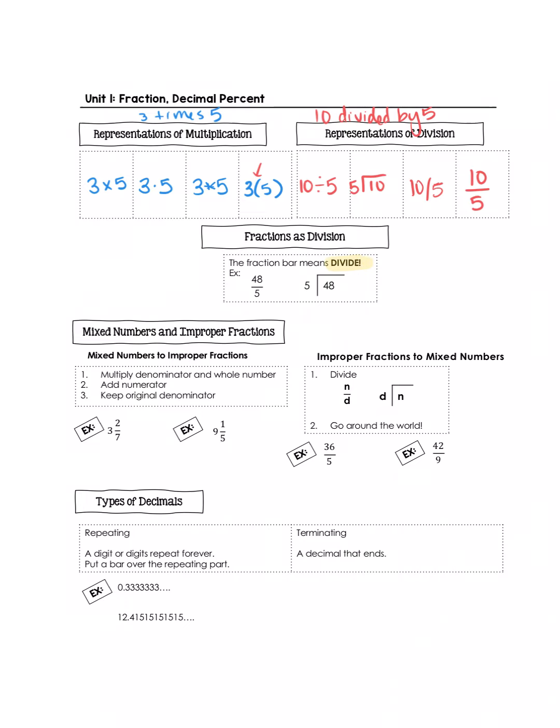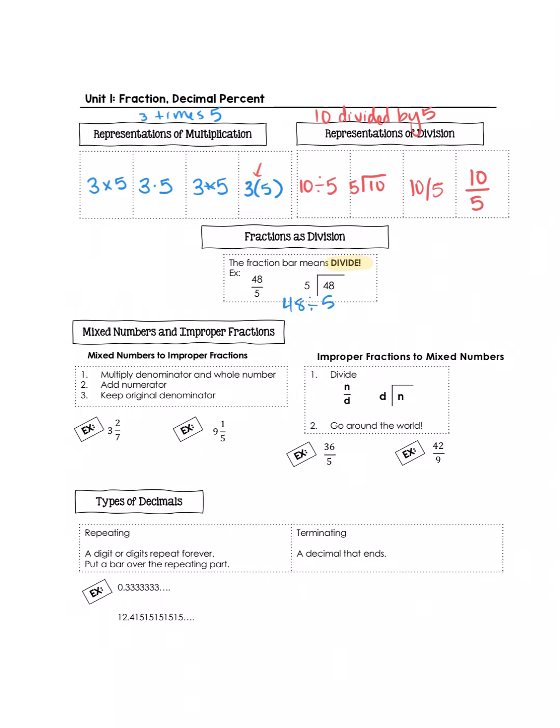The fraction bar means divide, so I can write a division expression with the fraction bar. So this would say 48 divided by 5, and this reads 48 divided by 5. And I could also write that again as 48 divided by 5.